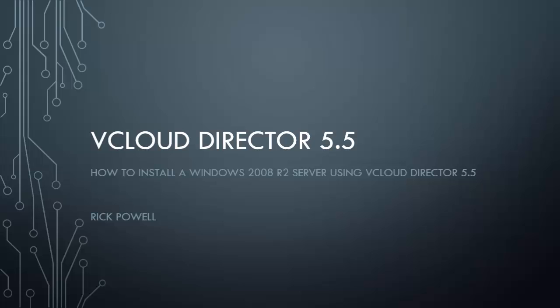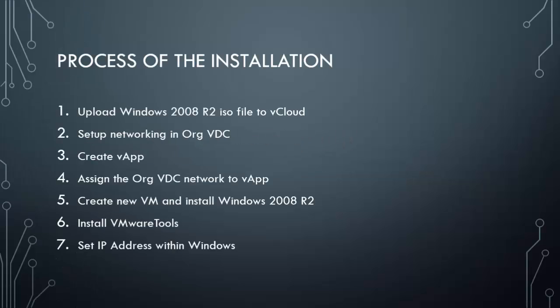My name is Rick Powell, and we're going to cover how to install Windows 2008 R2 Server using vCloud Director 5.5. First, we'll go through the process of uploading the Windows 2008 R2 ISO file using vCloud Director.